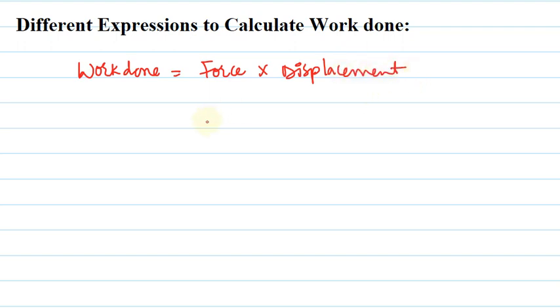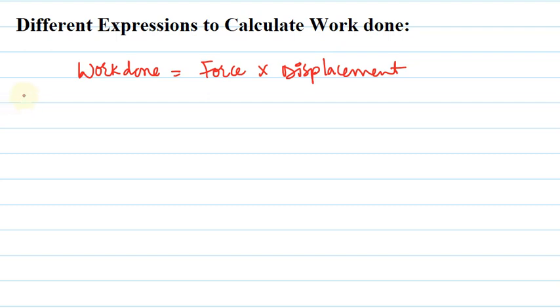Hello everyone. In this video, let us see different expressions to calculate work done. We know that work done is nothing but the product of force and displacement. Work done is equal to force into displacement. This work done mainly depends upon the magnitude of force and displacement. The different possibilities are as follows. What are the different possibilities?